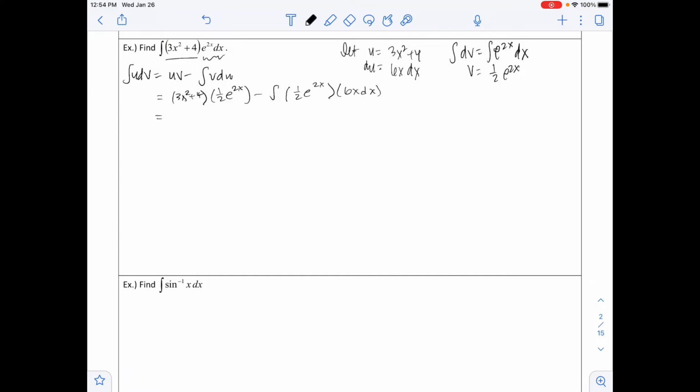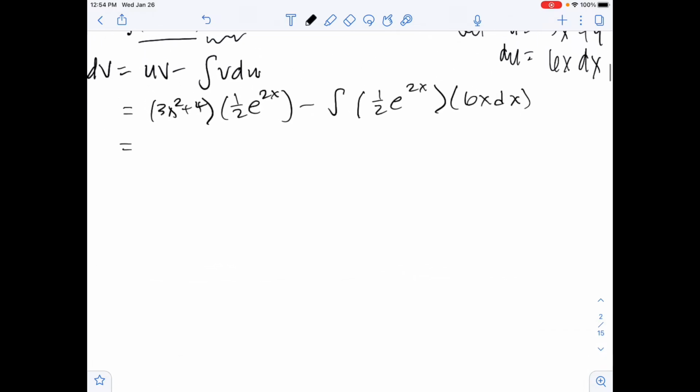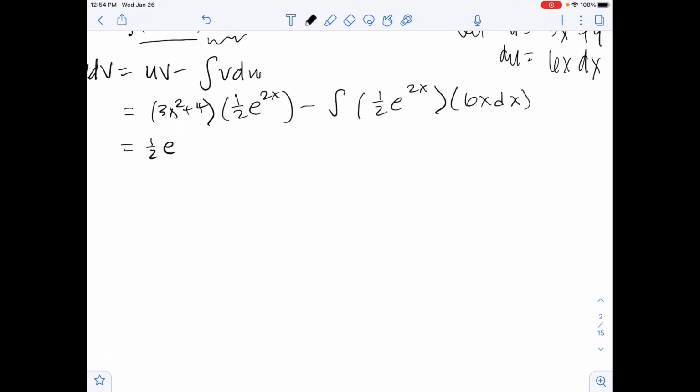From here, I can simplify this a little bit, and I'm going to go ahead and zoom in so my writing's a little more clear. But from here, I would have 1/2 e^(2x) times (3x^2 + 4). And then I have minus, and I have a 1/2 and a 6, which is 3, so I can put that in front of my integral. And then I have the integral of x e^(2x) dx.